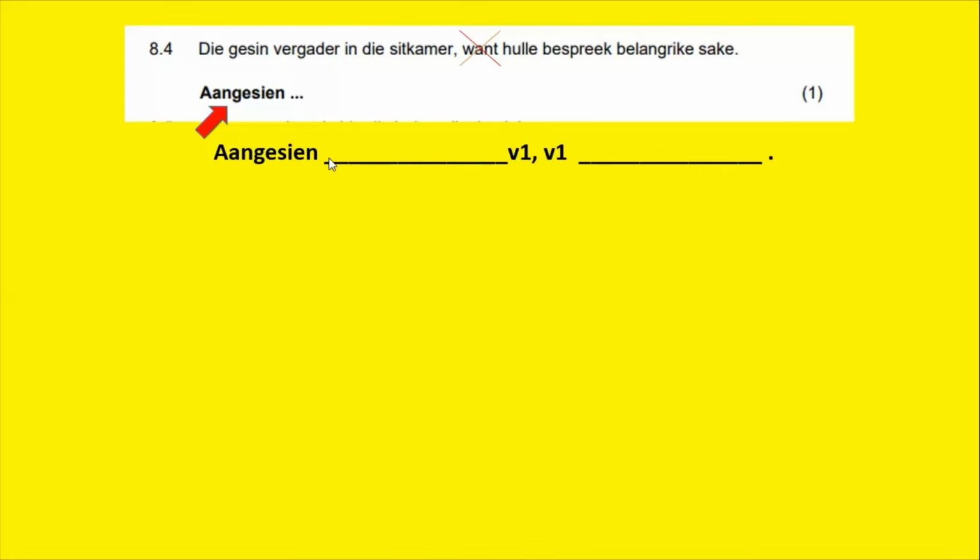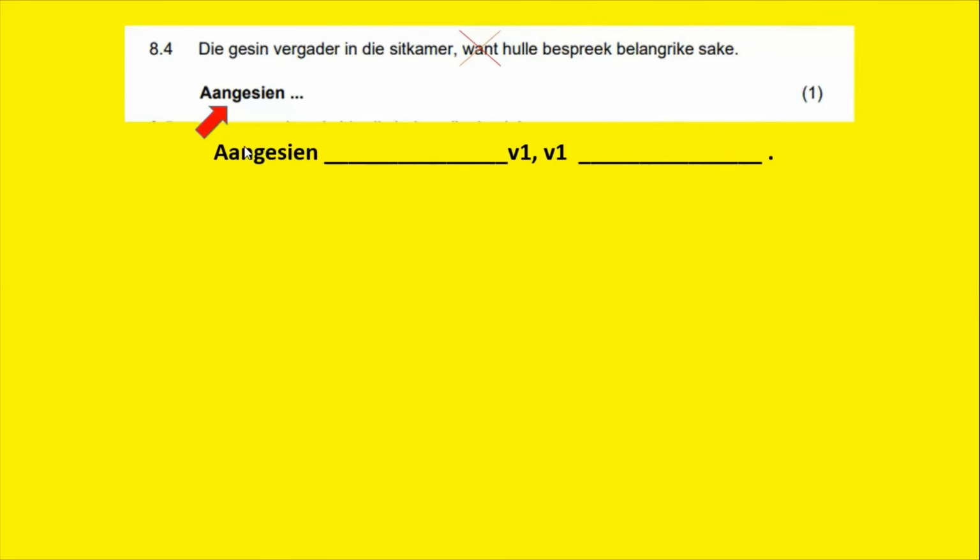Okay, now we have to figure out what sentence we're going to use first. So let's read it. Die gesin vergader in die sitkamer, so they gather in the living room, want, because, hulle bespreek belangrike sake. Now, aangesien means since. So since they are doing this, they are doing this. So, we give want so much grief, but actually it indicates so easily what sentence happens first. Okay, so we're going to use this one first.